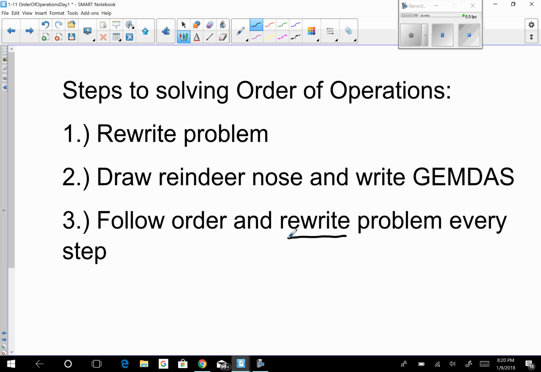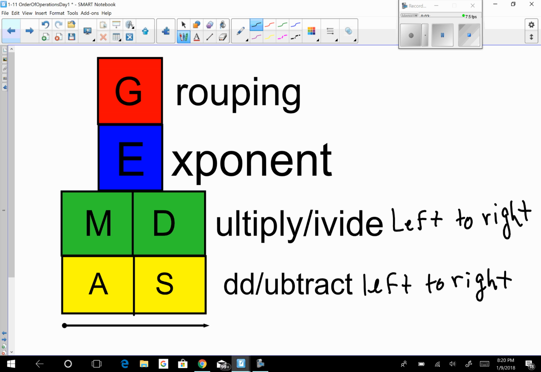So let's do an example. And again, please make sure that you have been writing these steps down, okay? And also that you have written down GEMDAS. All of this, including this picture, okay? Because this picture is going to help you to remember what to do.